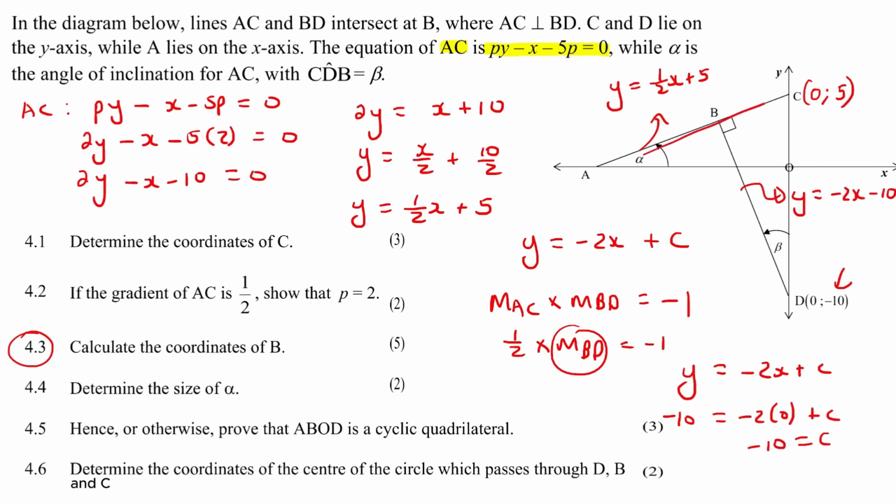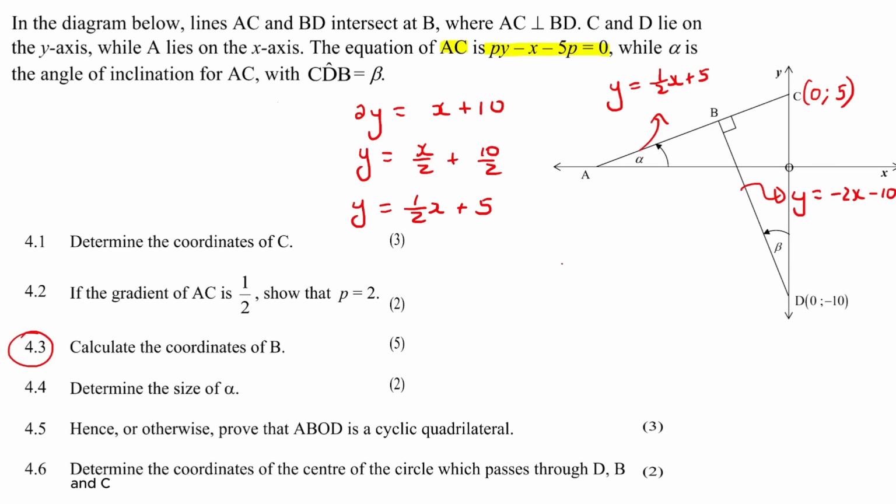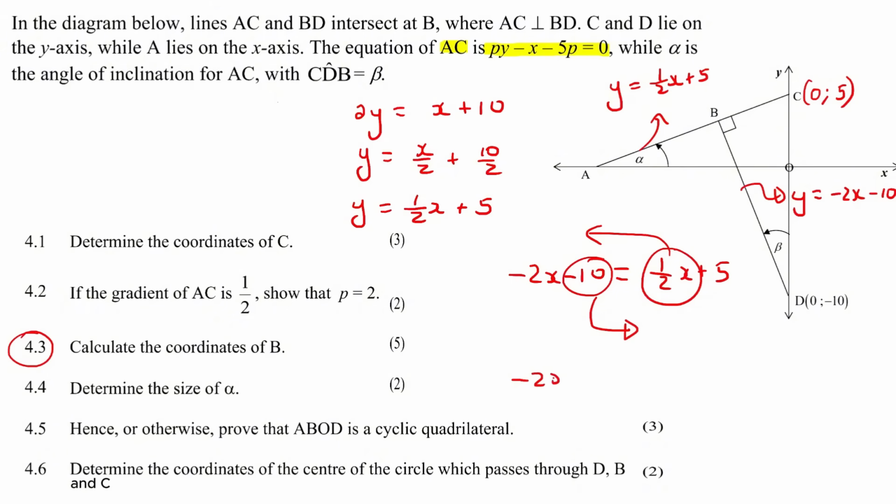Now we have the equation of both of these lines. So how do we find out where they intersect? We make them equal. So we can say -2x minus 10 equals a half x plus 5. Multiple ways you can do this. You can get a common denominator. But what I'm going to do is I'm just going to take this to the left and then this to the right. So you're going to end up with -2x minus a half x equals 5 plus 10. And then here you're going to get minus 5 over 2x. And here you're going to get 15.